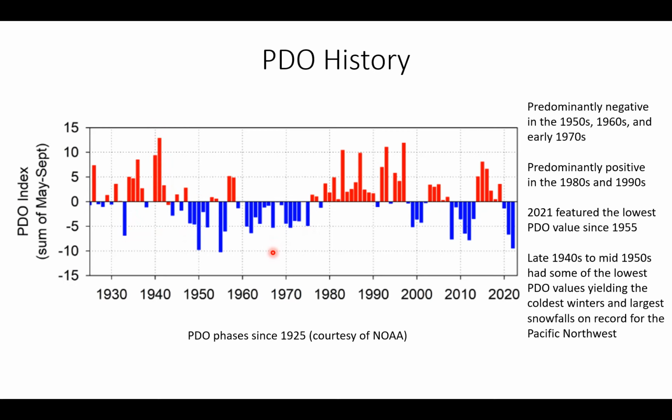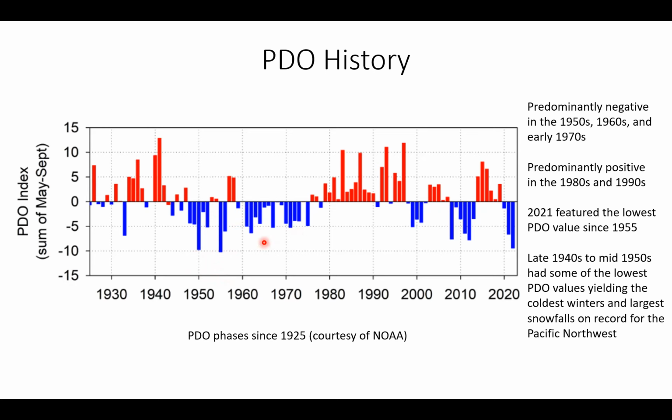We talked about the PDO operating on the order of decades as far as the time scale. And for this particular chart, this goes from 1925 all the way up to 2022. What really sticks out to me is we saw a predominantly negative phase of the PDO, generally in the 1950s, and it was significantly negative. Look how far this blue bar extends down around the PDO index of negative 10 in both 1950 as well as around 1955. So the 1950s had a predominantly negative PDO dominated by these blue bars in negative territory.